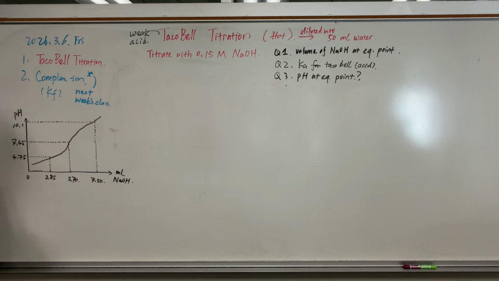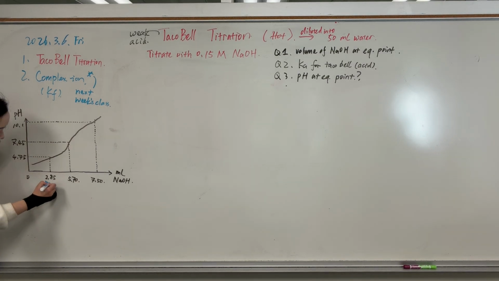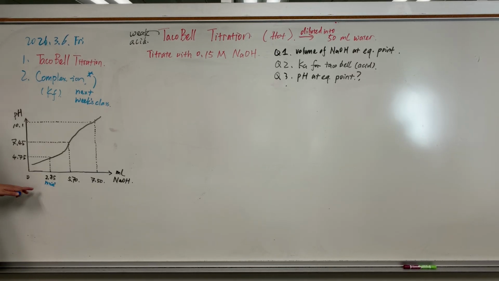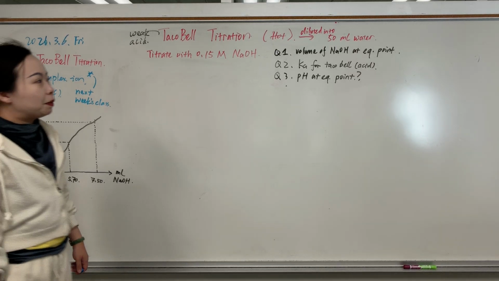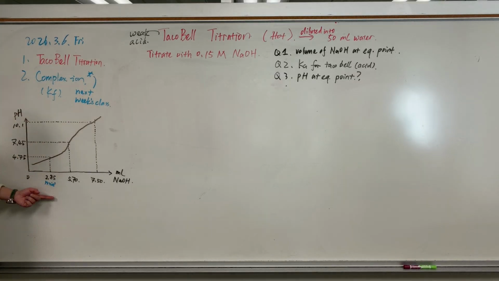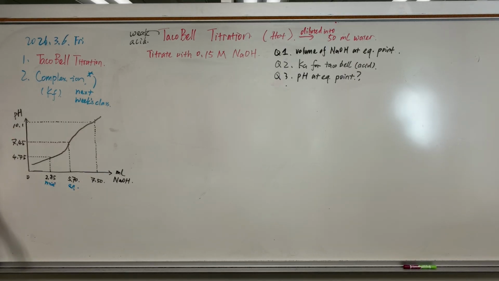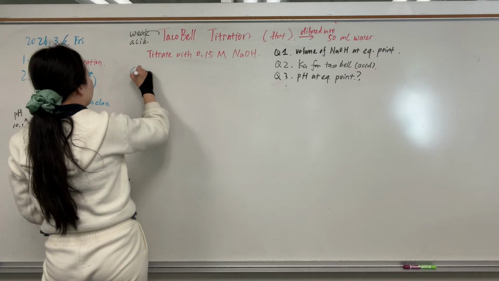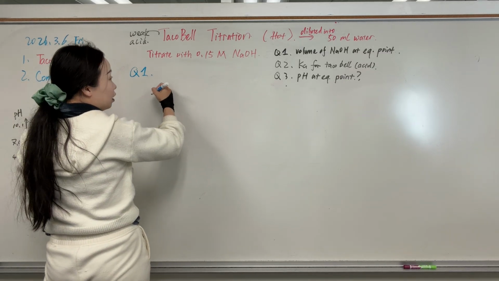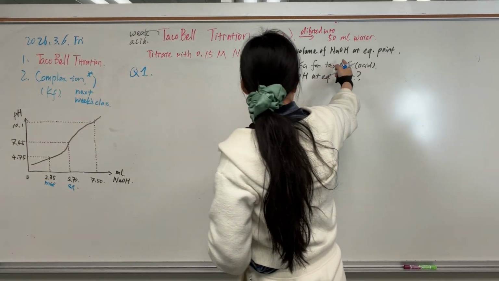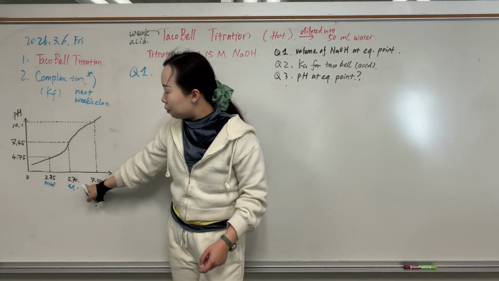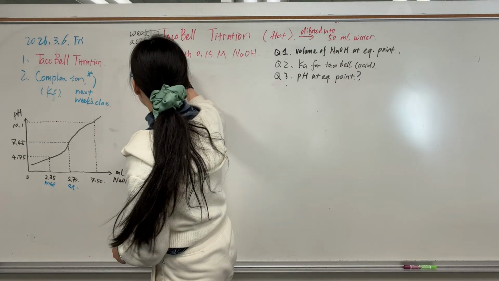We figure out this is going to be the midpoint. Midpoint, okay. Based on this, do you think it's possible to solve? Because twice the amount of that will be the equivalent point, right? Okay, so Q1: what's the volume of sodium hydroxide at the equivalent point? It will be this, 5.7.